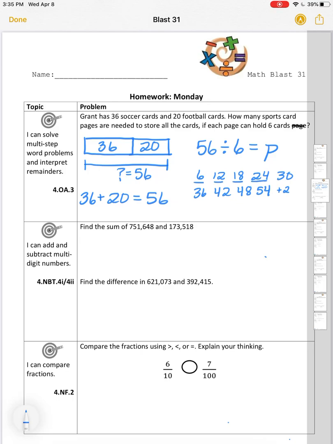Now, notice each group of 6 would be a page. And so we can see that we would have 9 pages with a remainder of 2. And we need to interpret what that remainder means. That remainder means I have 2 more cards that will need a page, because in the question, it stated how many sports card pages are needed to store all the cards. So we're going to have to round our pages up to 10 here. And so I'll note that Grant needs 10 pages.